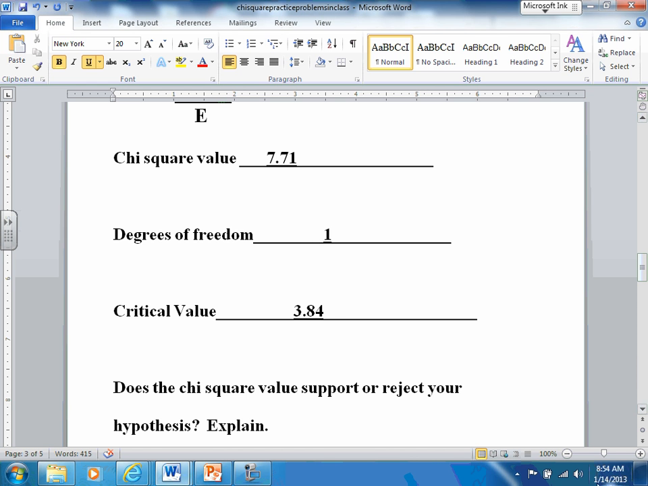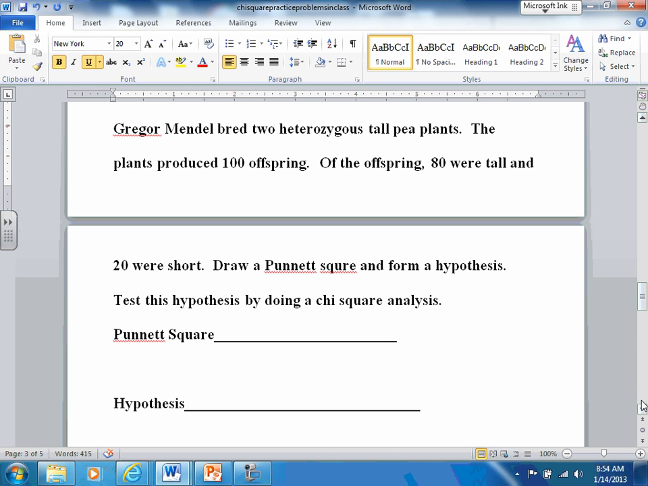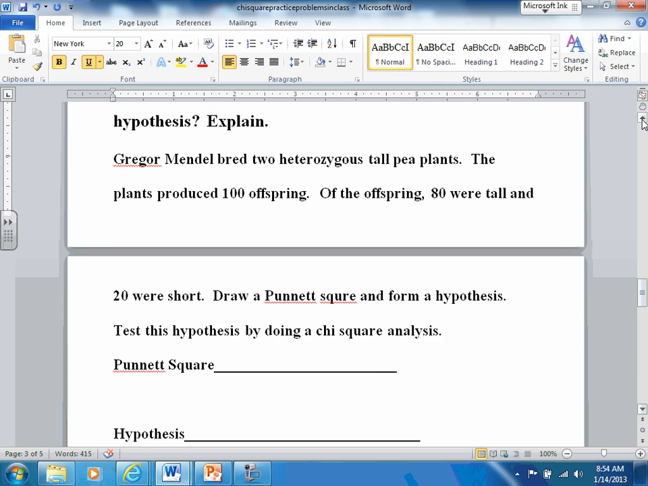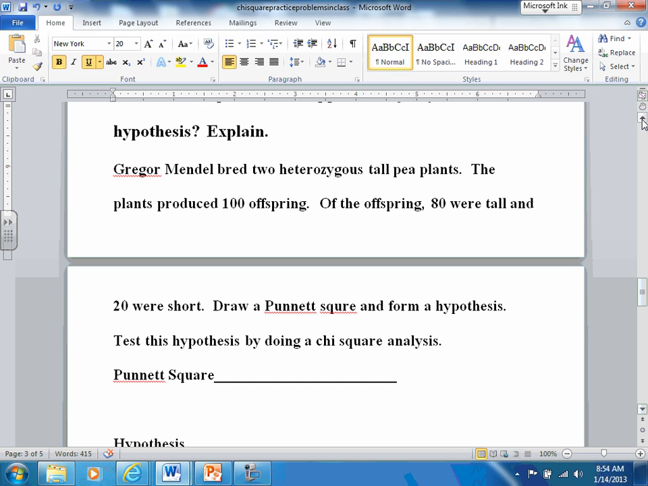All right, now I mentioned Punnett squares a second ago. Here's the way we might use this with the Punnett square. Gregor Mendel bred 2 heterozygous tall pea plants. The plants produced 100 offspring. Of the offspring, 80 were tall and 20 were short. Draw a Punnett square and form a hypothesis. Test this hypothesis by doing a chi-square analysis.